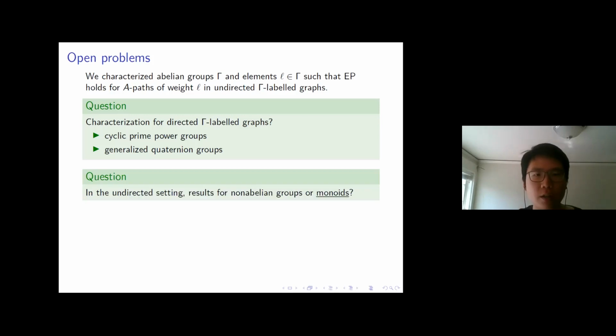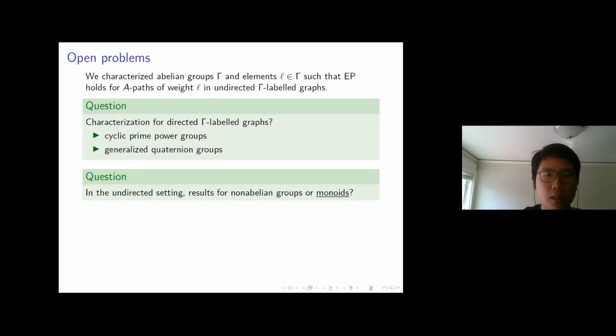Also, in the undirected setting, it turns out that the inverses of elements don't really play a big role. In the directed group-labeled graph setting, the fact that you have inverses of these elements is crucial, because whenever you traverse an edge, depending on the direction you traverse it, you have to add the element or its inverse. But in the undirected setting, we're only applying this binary operation, and we're never really taking inverses.